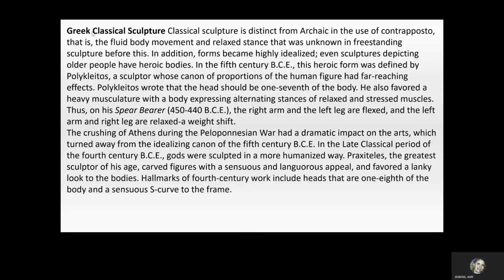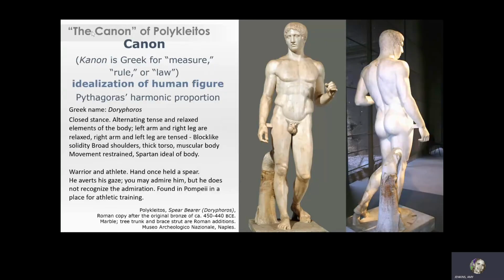Here's Polycletus's. He's got the canon for idealized proportions on the human figure. The Greek name of this sculpture is Doryphorus. It has a closed stance, an alternating tense and relaxed element of the body. We have a left arm and right leg relaxed, right arm and left leg tensed. We have a block-like solidity, broad shoulders, thick torso, muscular body, movement restrained.